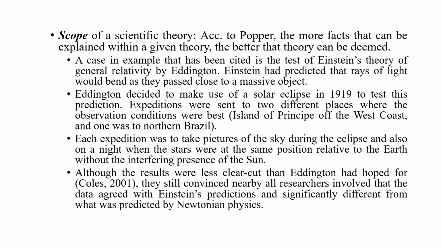The results obtained from this were actually less clear-cut than what Eddington had hoped for, but they still were able to convince nearly all the researchers involved that the data agreed with Einstein's predictions and was significantly different from what was predicted by Newtonian physics. So on the basis of collecting these observations, Eddington was able to test and confirm the theories offered by Einstein relative to the theory offered by Newton.